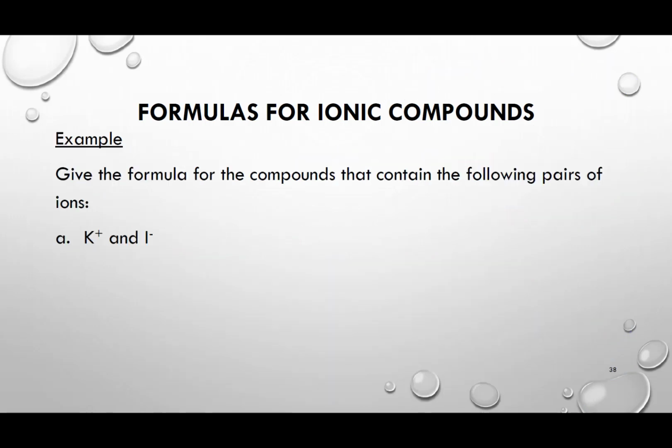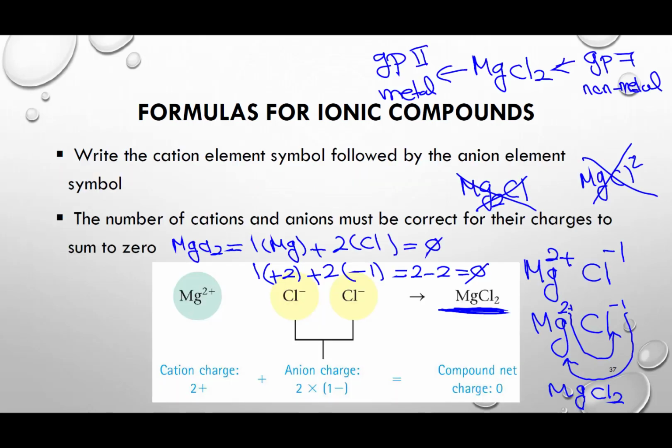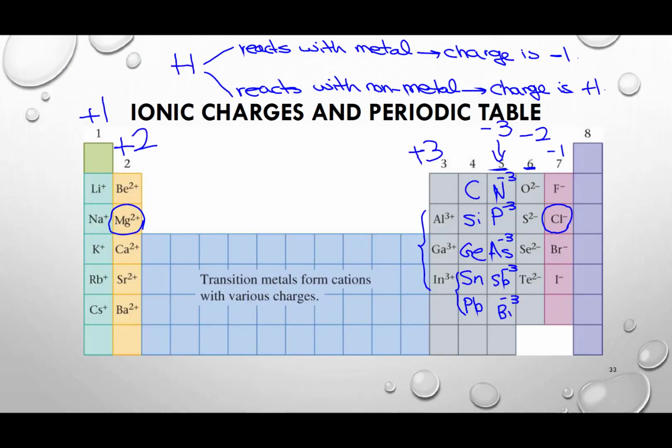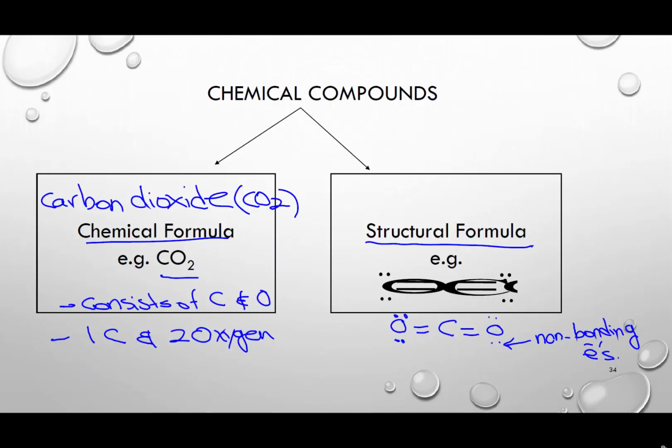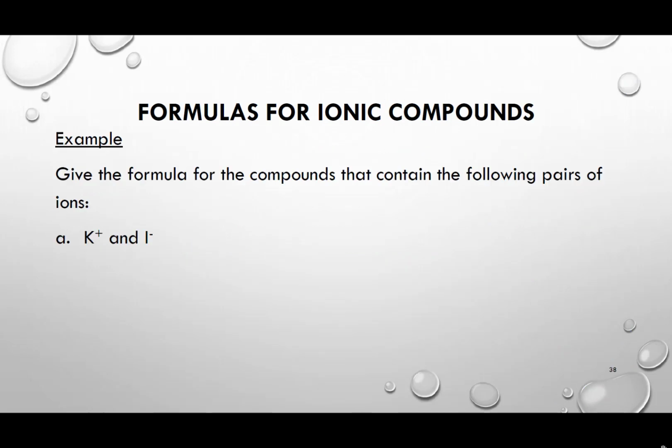Okay. Now let's do this problem. You're going to write down the formula for K and I. I have given you the charges, but if I would not have given you the charges, look at potassium. Potassium is in group 1, it's +1. Iodine is in group 7, it's -1. That's why potassium is +1, iodine is -1. You don't need to write the 1, so we just leave it as plus and negative.